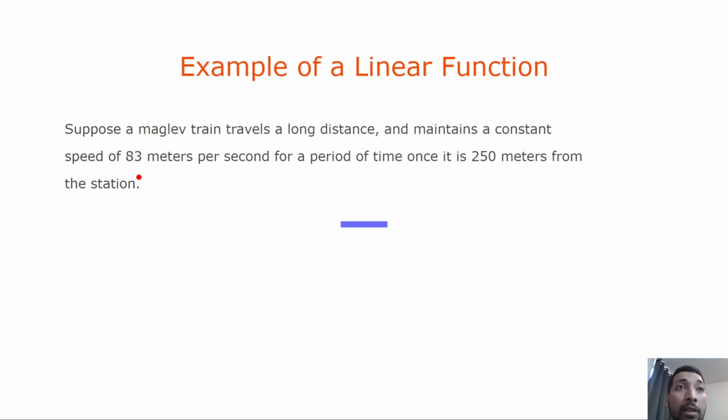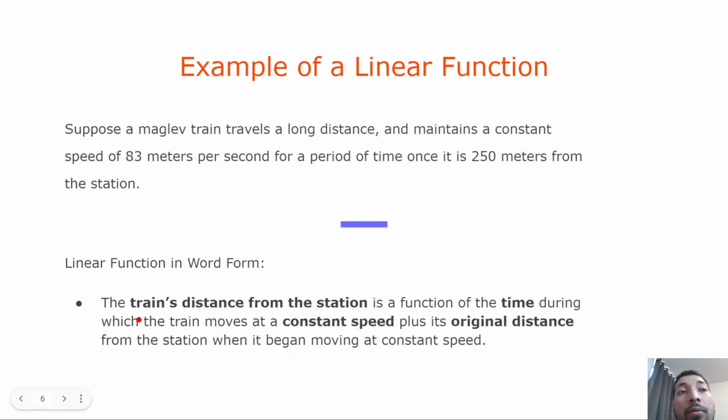Suppose a maglev train travels a long distance and maintains a constant speed of 83 meters per second for a period of time once it is 250 meters from the station. Let's see what information we can gather from this problem statement. If we want to describe this function in word form, we can say the train's distance from the station is a function of the time during which the train moves at a constant speed plus its original distance from the station when it began moving at constant speed.